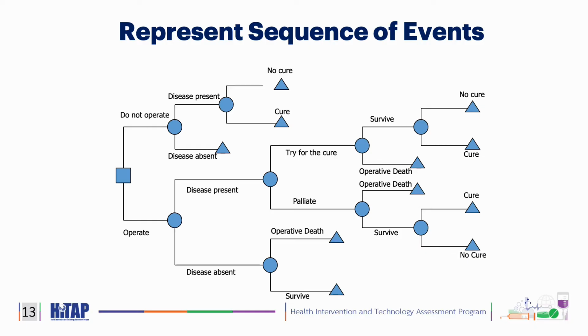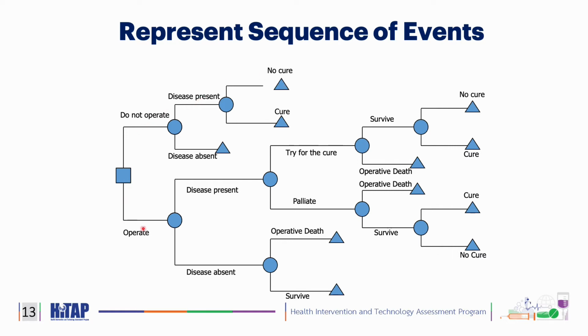The example I would like to give is a sequence of events comparing two scenarios. The first one is do not operate and the other one is operate. If the patient chooses not to operate, we have to imagine what the consequences would be. We want to see if the disease is present or absent. If the disease is absent, then this is the end of the model, right? But if the disease is still present, we want to know more: is it cure or no cure?